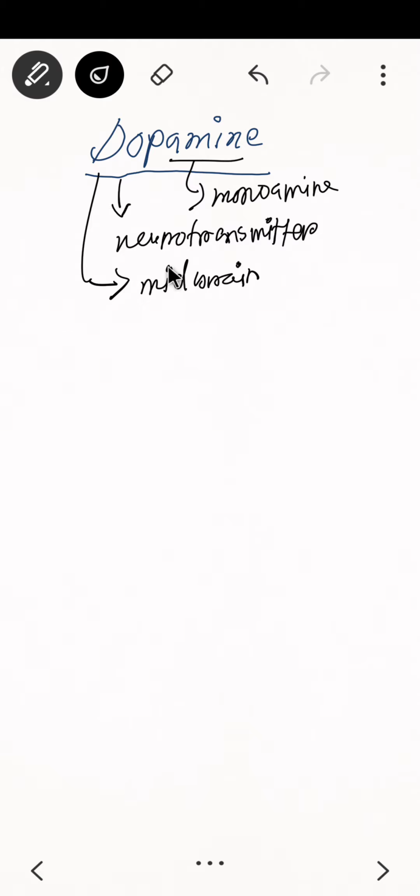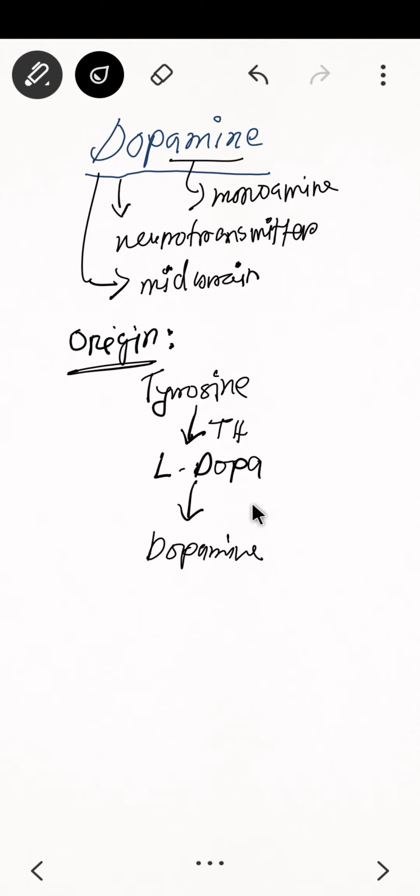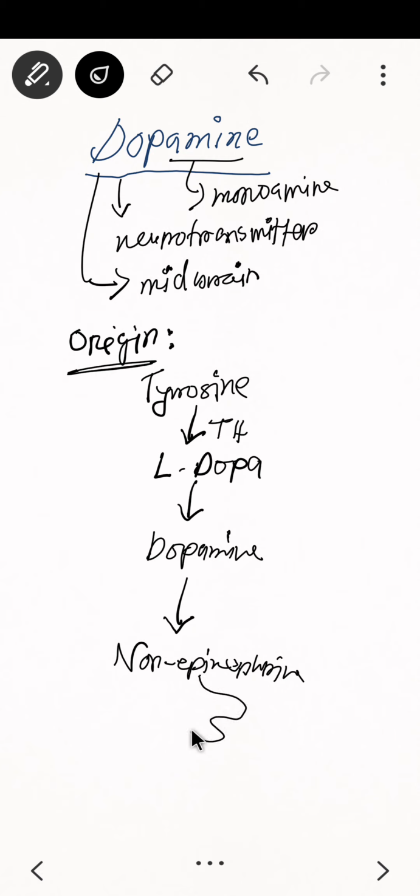Now the origin of dopamine. First of all, dopamine is an amine precursor. Dopamine is derived from the amino acid tyrosine. This tyrosine is converted into L-dopa by tyrosine hydroxylase. L-dopa is converted to dopamine by dopa decarboxylase, and dopamine is ultimately converted into norepinephrine.